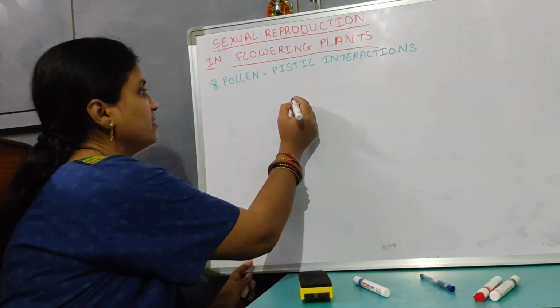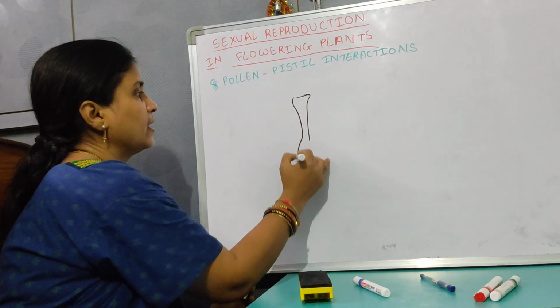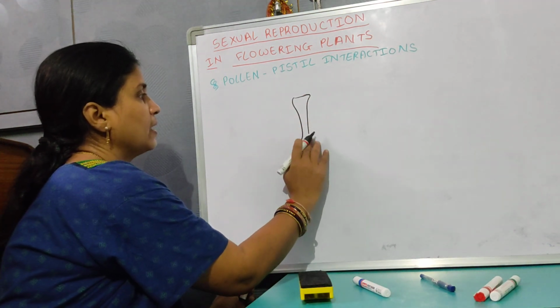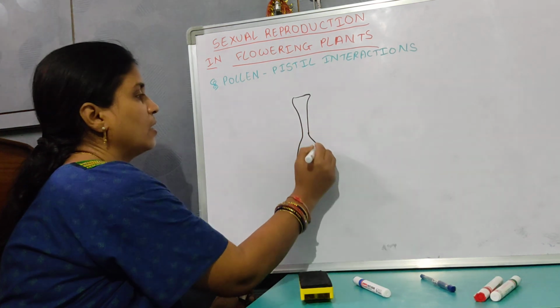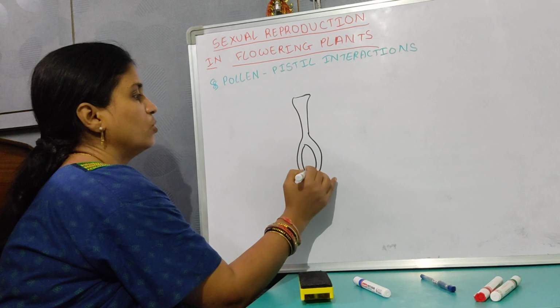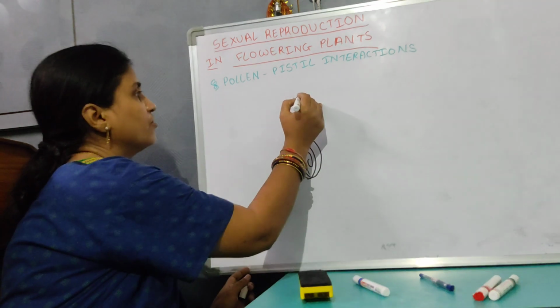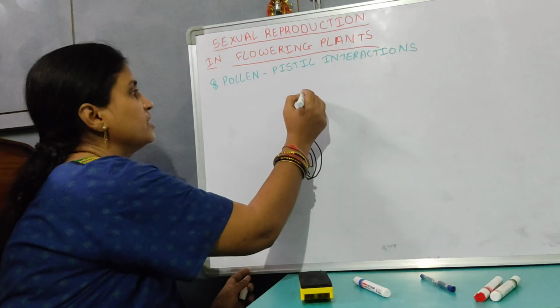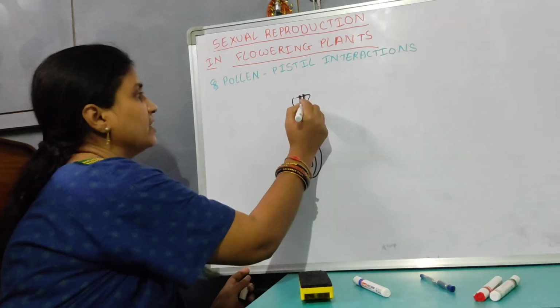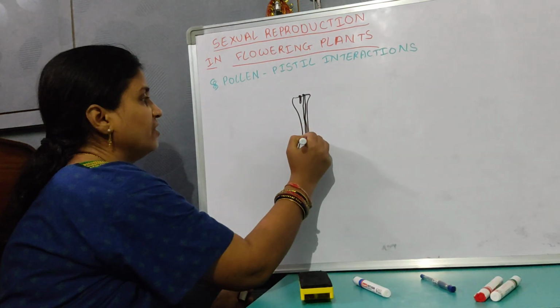So if you take the pistil like this, this is the ovule, isn't it? Like this. So here the compatible pollen grains have formed. They have developed into the pollen tubes like this, and this pollen tube will be traveling through the style and it will enter into this ovary and it will enter into the embryo sac.